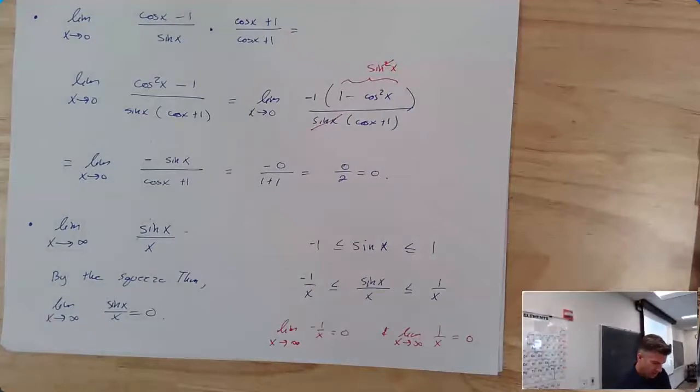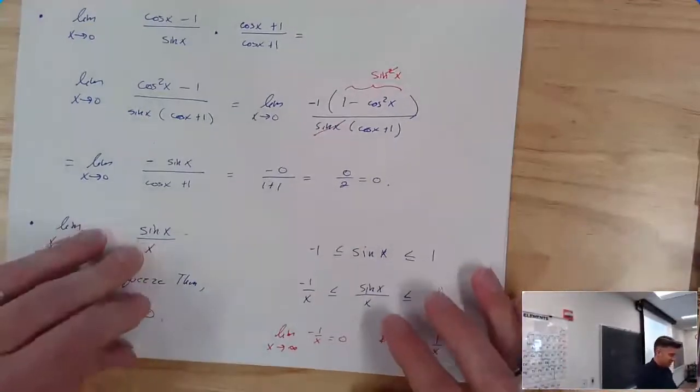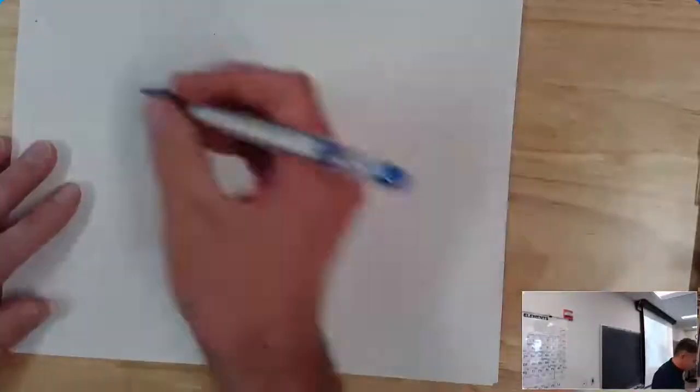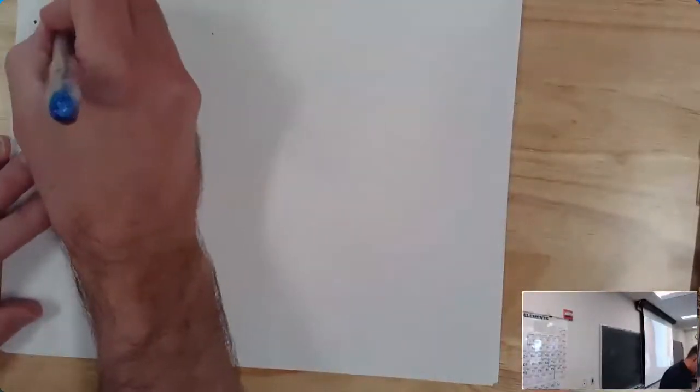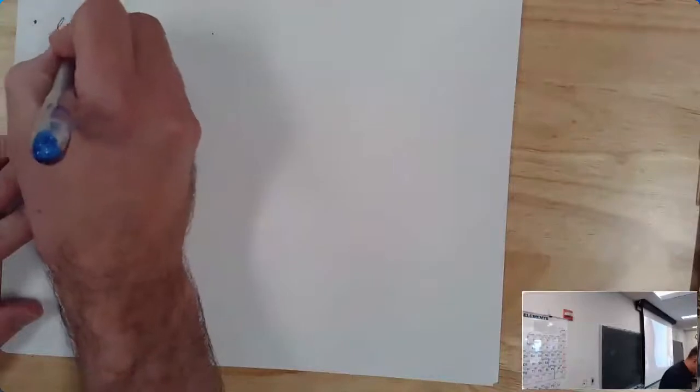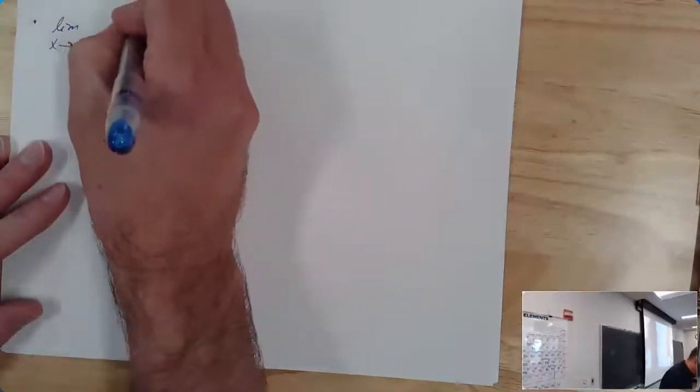Yeah, we should talk about this one for a second. So this is a limit that you may have already talked about in class. I mentioned it briefly a while ago. The limit as x approaches 0 of sine of x over x. So there's a couple ways to deal with it.